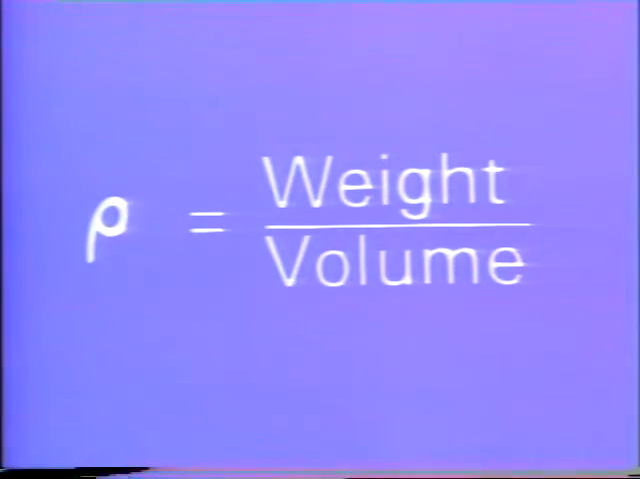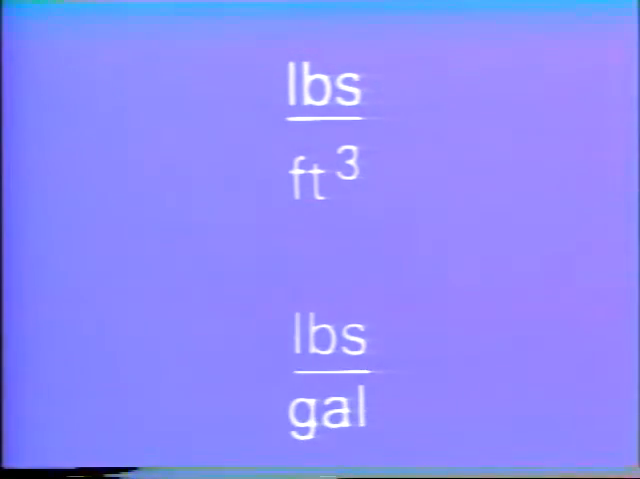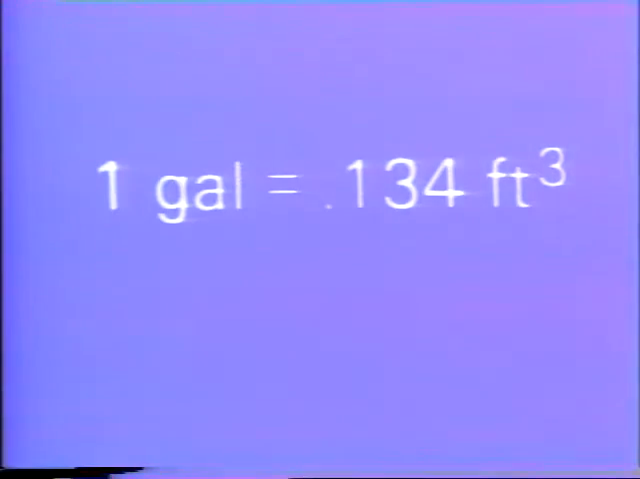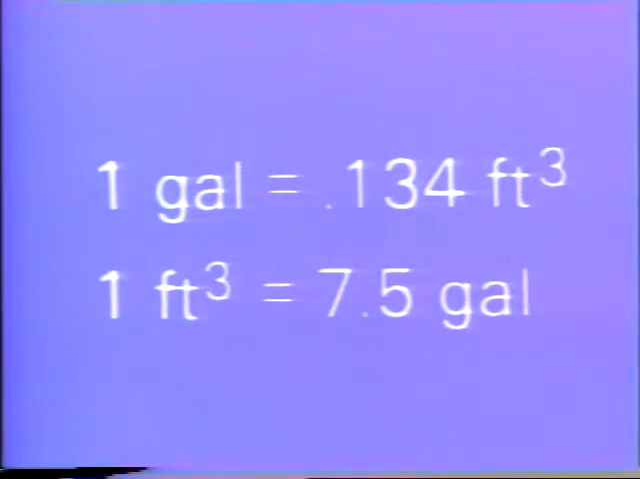Density can be measured using a number of units, the most common of which are pounds per cubic foot and pounds per gallon. There are conversion factors that can be used to convert between the different units. You should know these conversion factors because we'll be using them later on. 1 gallon is equal to 0.134 cubic feet, and 1 cubic foot is equal to 7.5 gallons.